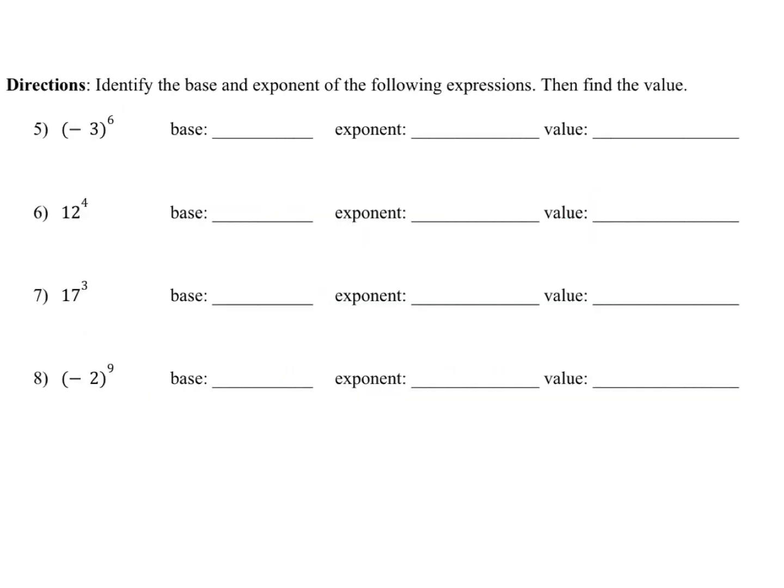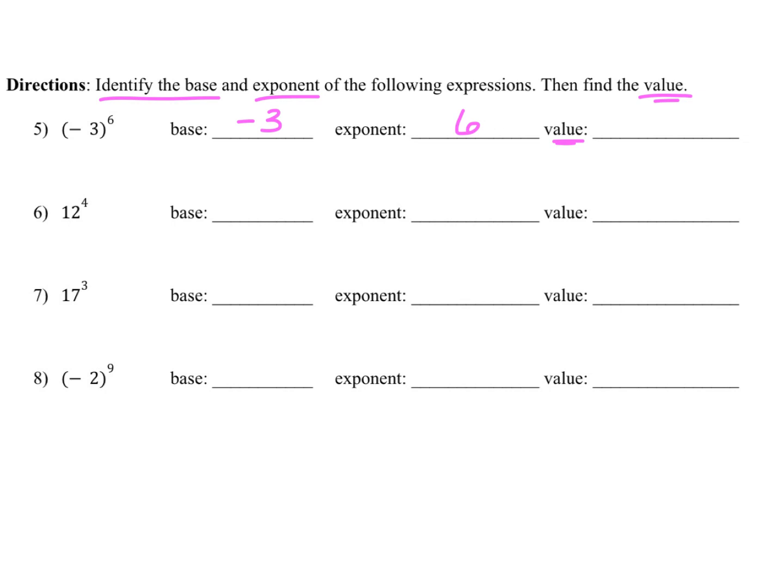Okay, finally, we're going to identify the base, identify the exponent, and then we're going to find the value. We'll probably need our calculator for this part. Okay, so the base is this bigger number. So our base in this one is a negative 3. Our exponent is a 6. And then the value, negative 3 to the 6th power.